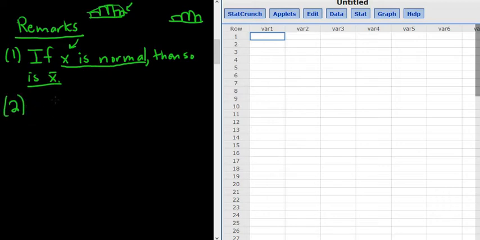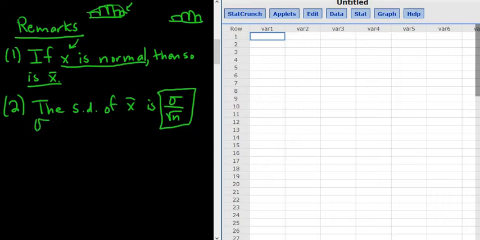Two, because we're thinking of x bar as being a random variable, it has a mean and it has a standard deviation. The standard deviation of x bar is sigma over the square root of n. Here sigma is the standard deviation of x. It's given in the problems. And then little n is your sample size. So very important formula.